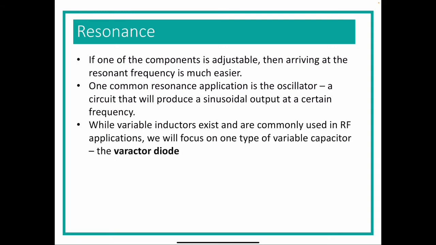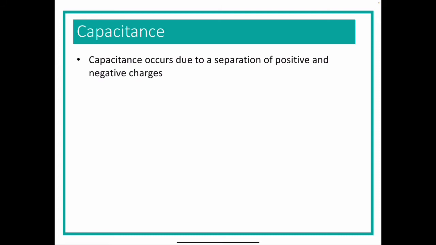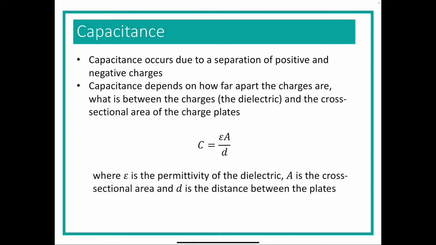And you can find variable inductors, but inductors are big and they're lossy. So we're going to talk about a variable capacitor. And this is actually a semiconductor device. So it's known as the Varactor diode. So capacitance occurs when you have a separation of positive and negative charges. Capacitance depends on how far apart the charges are, what's between them, so whether it's air or some kind of material, and the cross-sectional area of the charges, the plates that are holding the charges.